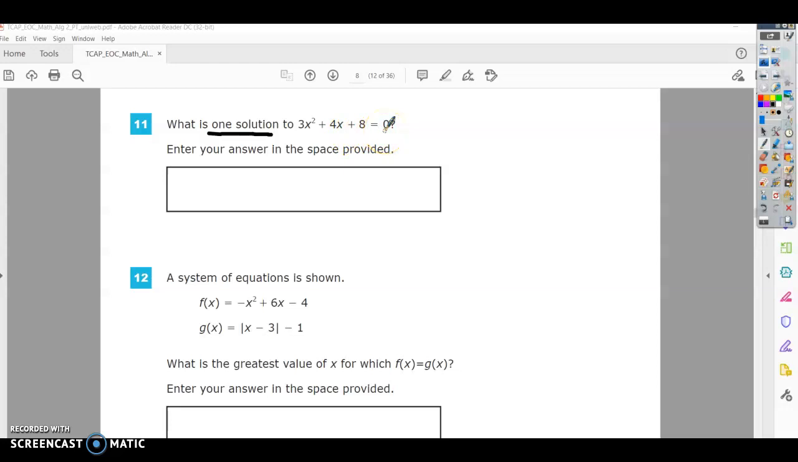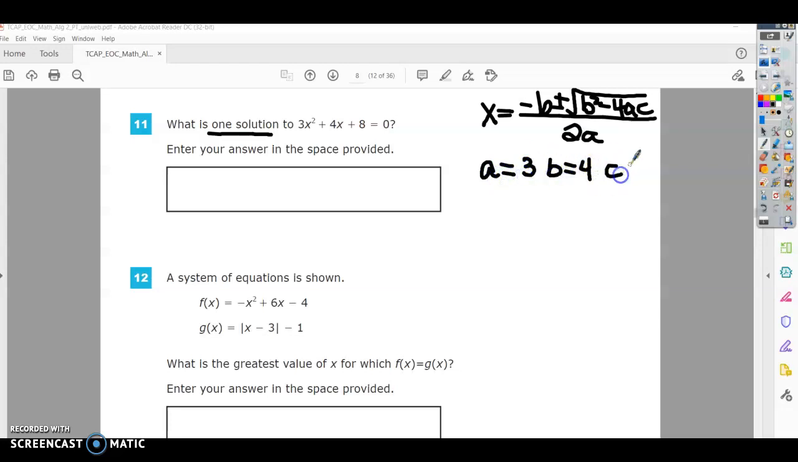All right, so the first thing I need to do is use the quadratic formula to solve this, and you have to know the quadratic formula because it's not on your formula sheet. So remember, negative b plus or minus the square root of b squared minus 4ac, over 2a. That means we have to know what our a, b, and c are. So a equals 3, b is 4, and c is 8 in this case.